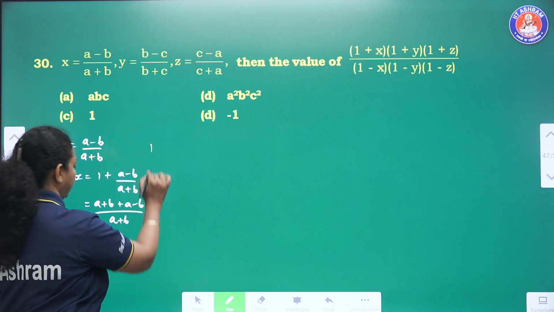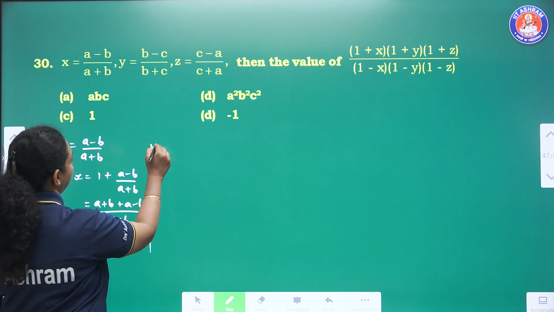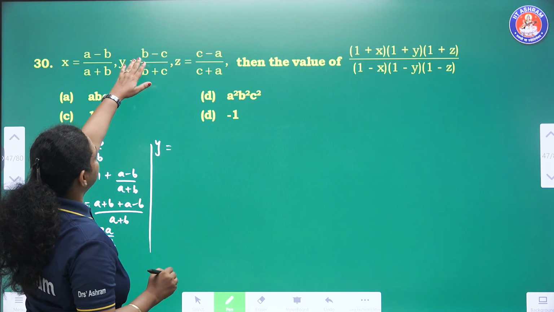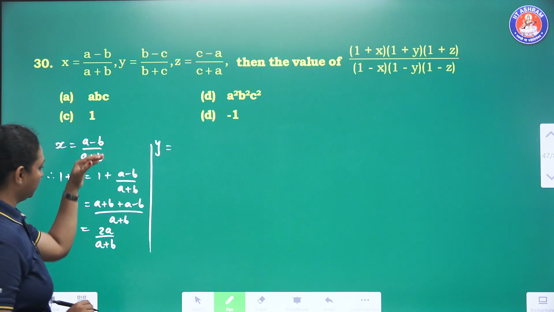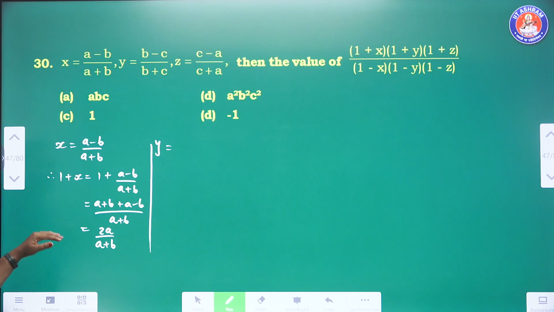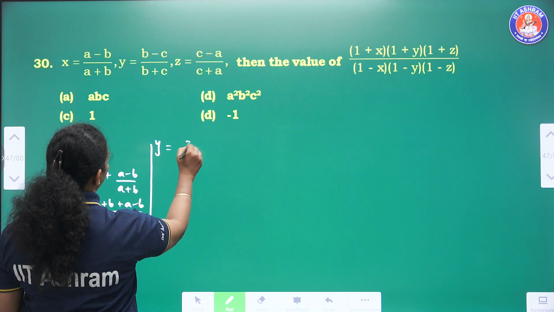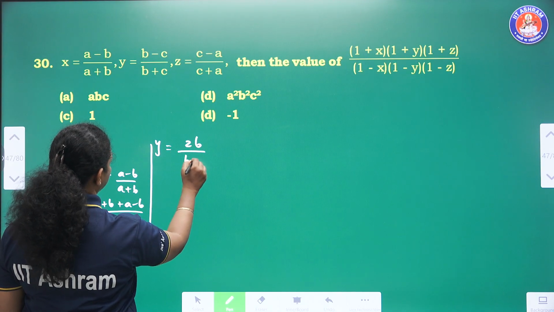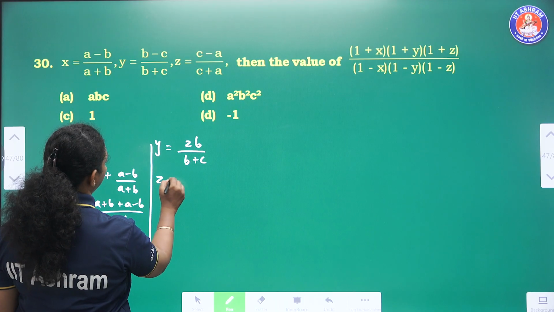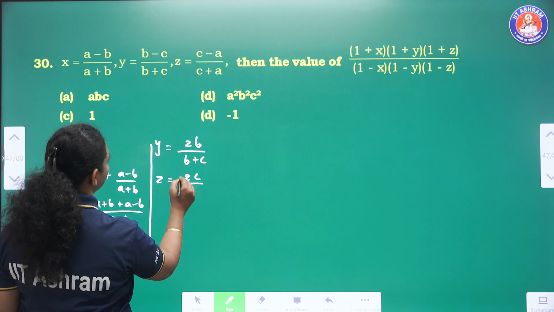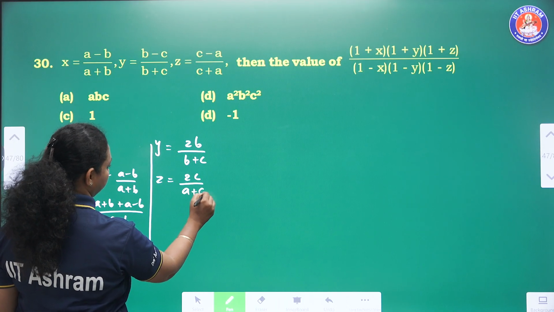So same, can I write it for y? So y is equal to, given, y is equal to b minus c upon b plus c. Same way, when I simplify, I will get 1 plus y as 2b upon b plus c and 1 plus z as 2c upon a plus c. Okay.